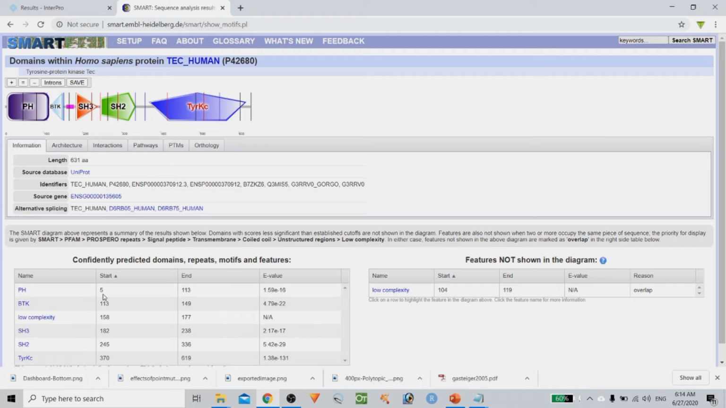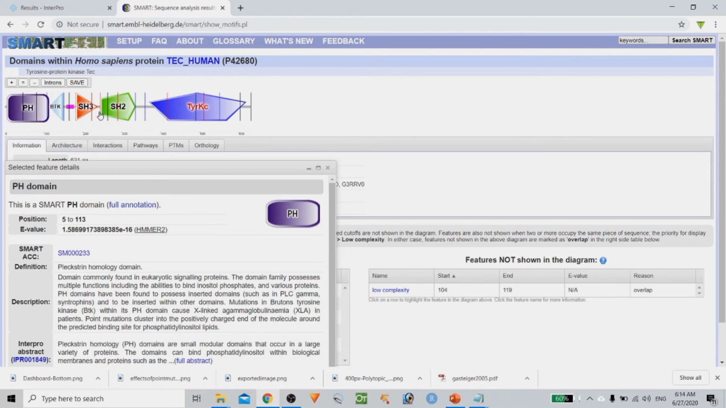Here it will also show you exactly the start and stop of the domain along with the expected value. The value is always negative. If it is significant, if it is less than 0, it means it's highly significant. It will also provide basic information for you. If you click on a particular domain, it will show you the exact function of this domain. Based upon the function and role of the domain, we can easily predict what exactly the function of this particular protein is.